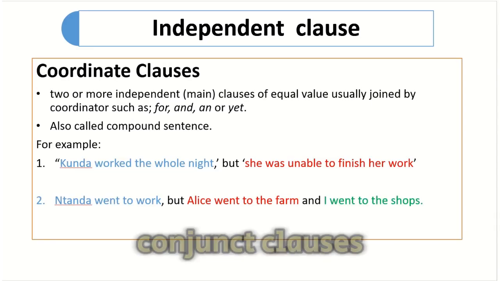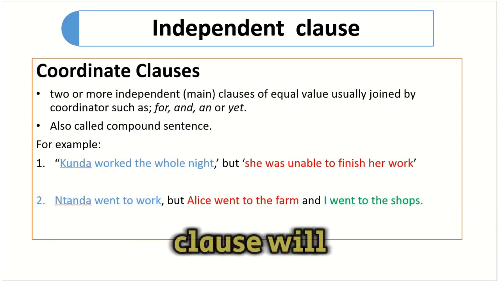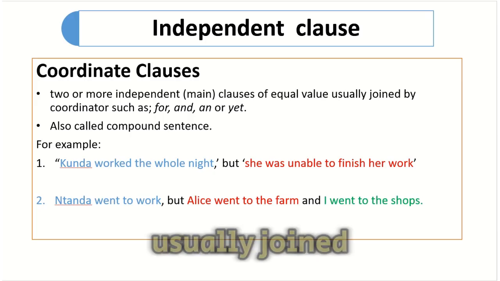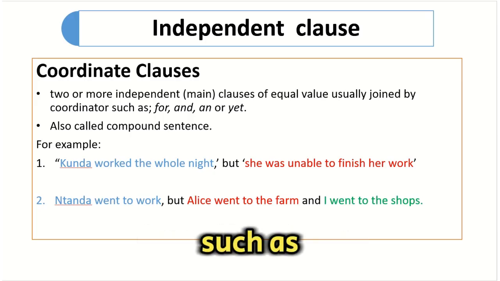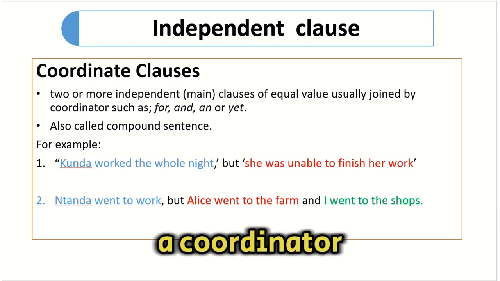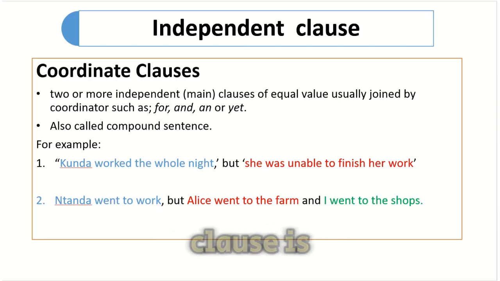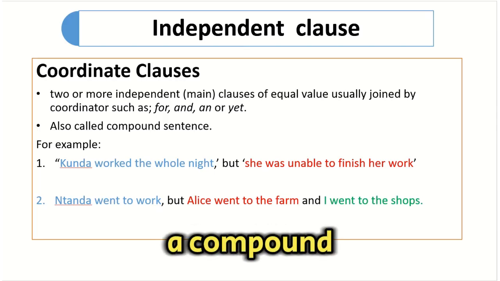Let us look at coordinate clauses. A coordinate clause will contain two or more independent clauses of equal value, usually joined by coordinators such as for, and, or, yet. We can also use but as a coordinator. A coordinate clause is also called a compound sentence.